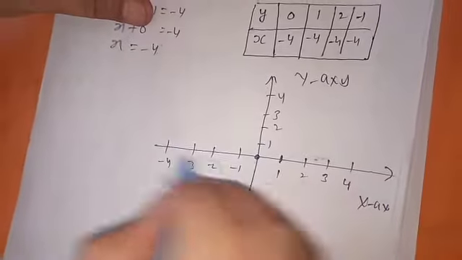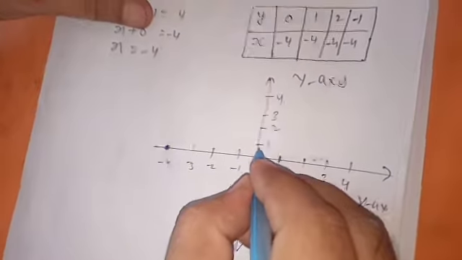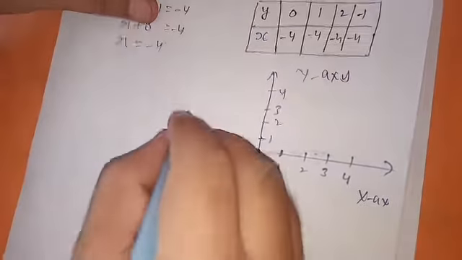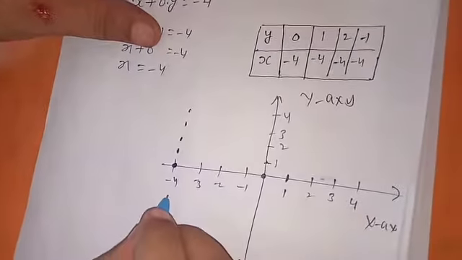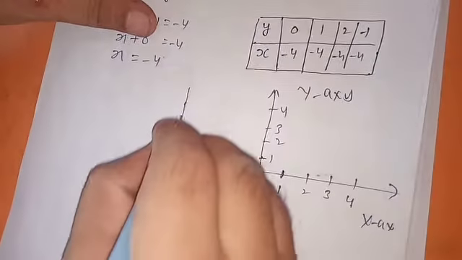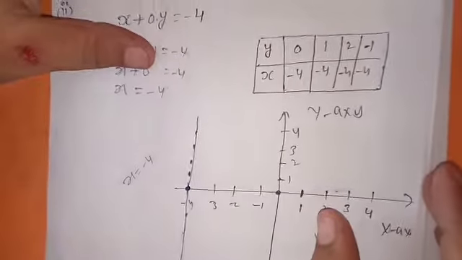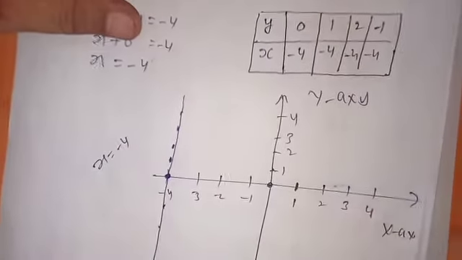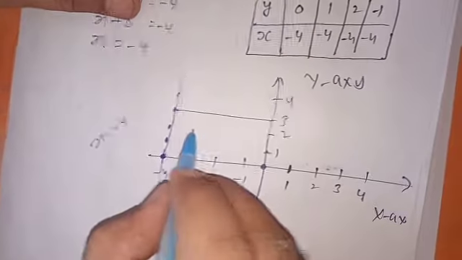When y is equal to 0, what's the value of x? Minus 4. When y equals 1, what's the value of x? Minus 4. For 2, also minus 4. For 3, also minus 4. For 4, also minus 4. For minus 1, also minus 4. So what has it become? x is equal to minus 4. Understood? It's parallel to the y-axis. This distance remains the same.